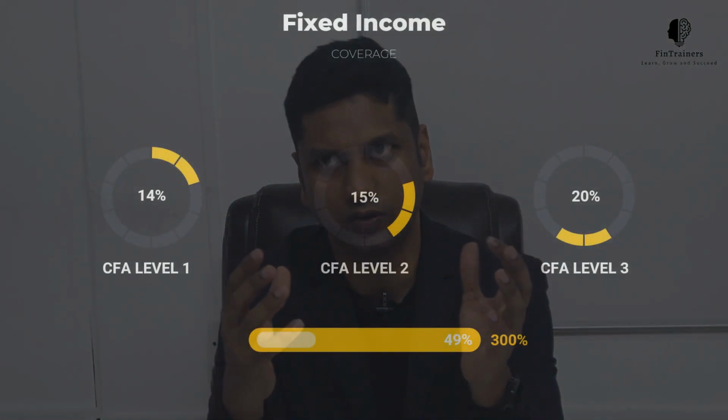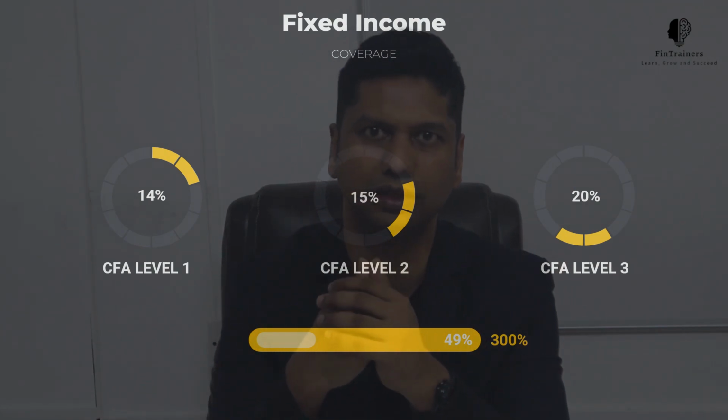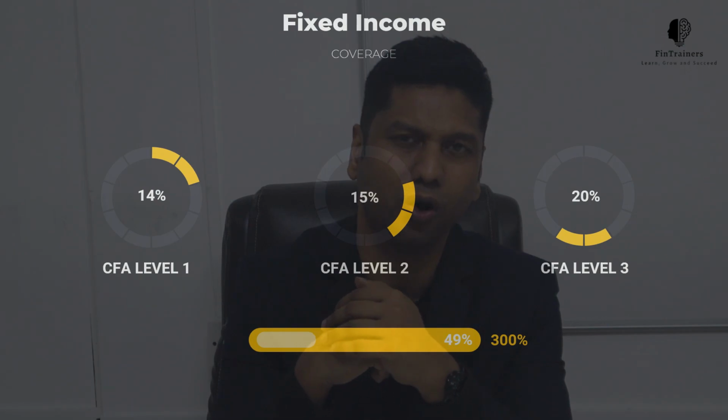Now, for your CFA curriculum in Level 1, you can get up to 14% of the questions from fixed income. In Level 2, 15%, and in Level 3, 20%. So together, out of the 300% across 3 levels, we are talking about what? 20 plus 15, 35, and another 14, so almost 50%. So you are talking about 1/6 of the curriculum coming from fixed income, and this is 5% more than even equity. So this is one of the biggest, along with ethics, equity and FSA, one of the biggest topics that you are going to be studying in Level 1.